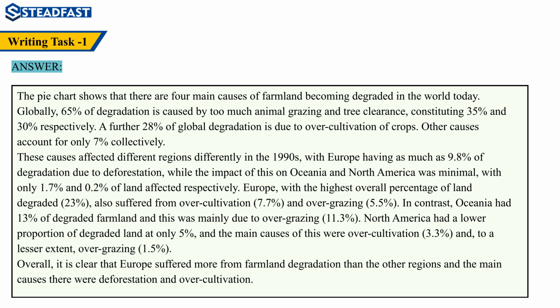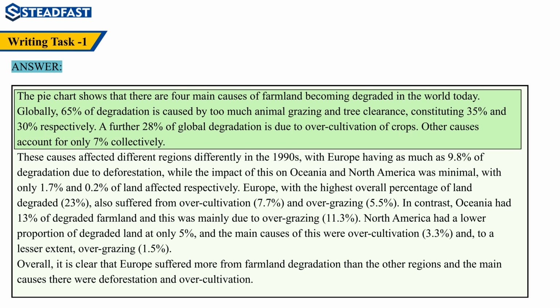Now let's see a sample answer to the task 1. The pie chart shows that there are 4 main causes of farmland becoming degraded in the world today. Globally, 65% of degradation is caused by too much animal grazing and tree clearance, constituting 35% and 30% respectively. A further 28% of global degradation is due to overcultivation of crops. Other causes account for only 7% collectively.